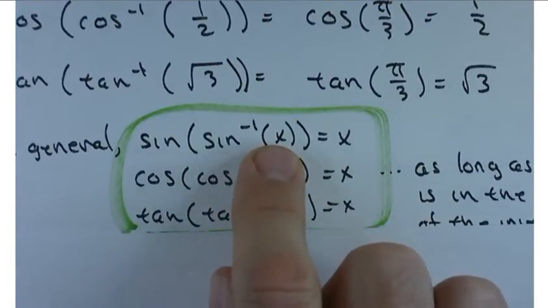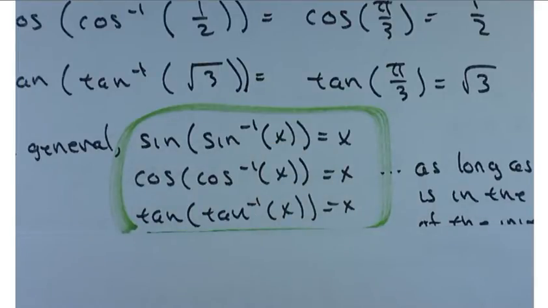So the only time that this nice little relationship won't work is if x is not in the domain of your inverse sine function. The domain of inverse sine and inverse cosine is negative 1 to 1. So that's the only time it's not going to work.